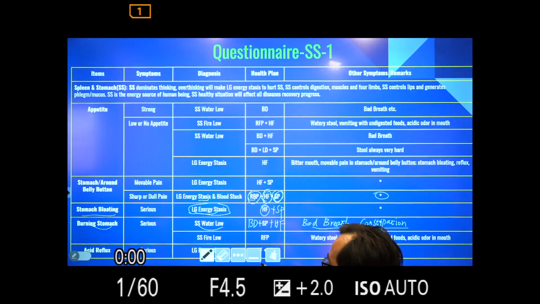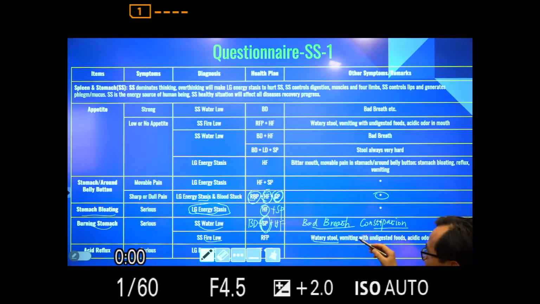But if the people only have the burning stomach, if they only feel burning and nothing else, the symptoms are not so visible, not so serious, or just very slight, then we can only use Stomach Plus for the burning stomach. Generally we need to use a bigger dosage or double dosage for that Stomach Plus. Okay, and if SS fire is low and the people have the burning stomach, generally it can combine with Water Restore.